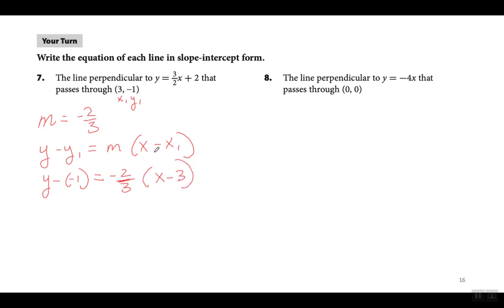It's so awesome how they keep putting fractions here, huh? Okay, so now a little sarcasm. Alright, so y plus 1 equals, I'm going to do the distributive property, negative 2 over 3 x plus a negative times a negative is a positive. Look, mental math, 2 times 3 is 6. 6 divided by 3 is 2. Alright, now move the 1 to the right by subtracting. Y equals negative 2 over 3 x plus 1.